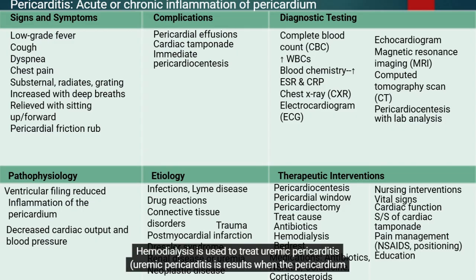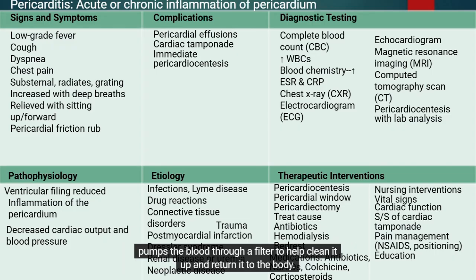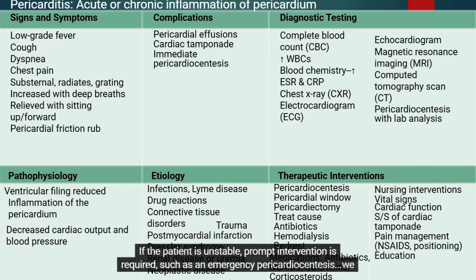Hemodialysis is used to treat uremic pericarditis. Uremic pericarditis results when the pericardium becomes inflamed due to toxins in the blood. Hemodialysis is a form of dialysis in which a machine pumps the blood through a filter to help clean it up and return it to the body.